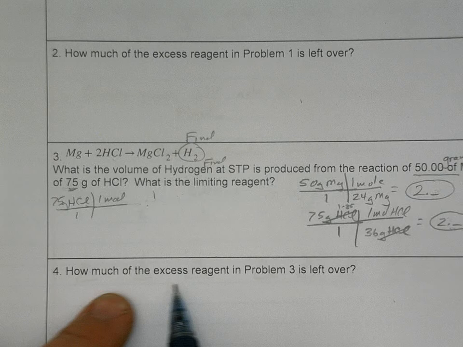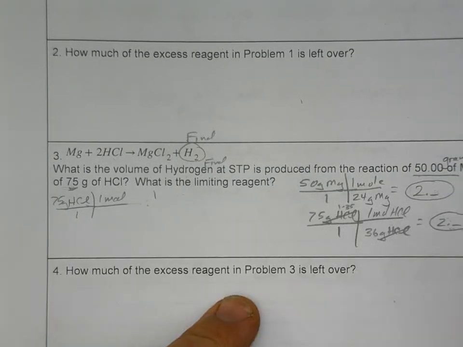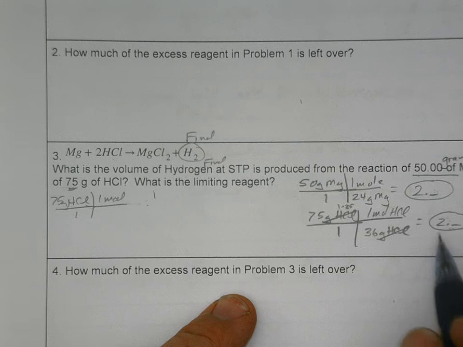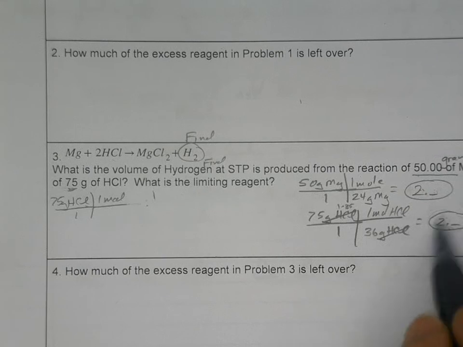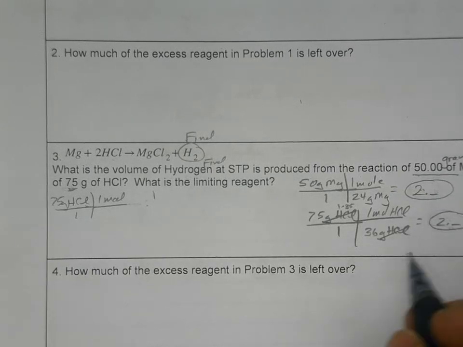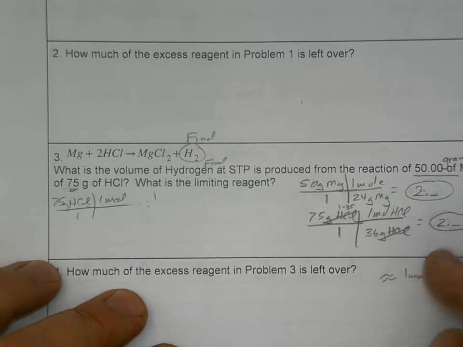How much of the excess reagent is left over from problem 3? Well, let's see over here. Since we need to have twice as much of this as we do that, and we don't, we're only going to use half of what we got over there. So we're probably going to end up with about 1 mole of this once you work it out. You'll have to show the math there.